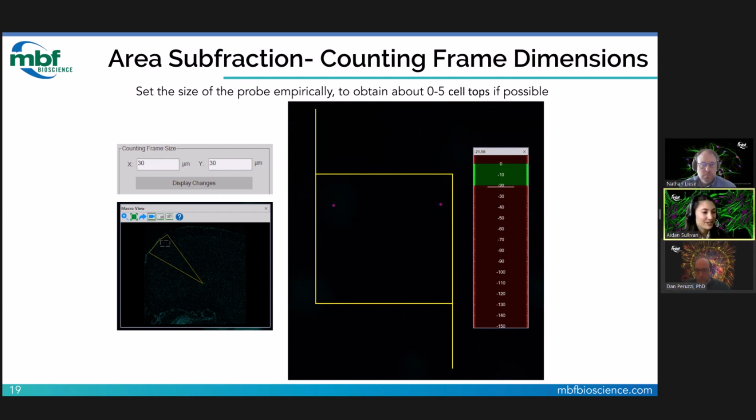Yeah, and you can see that I end up with 2 cells in this counting frame here. So that's how I went about choosing my counting frame dimensions, in order to get about 0 to 5 cell tops. Yeah. Okay, good.